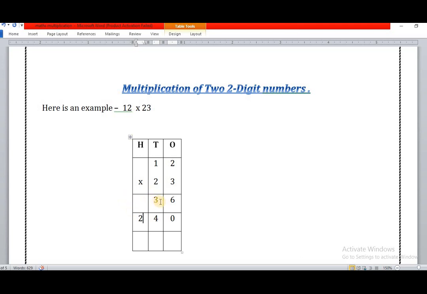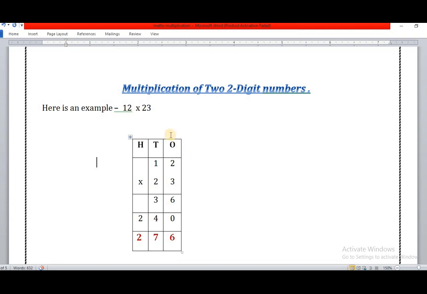And finally you have to add these. 6 plus 0 will be 6. 3 plus 4 will be 7. And this will be 2. Clear? So 276 will be the product or answer.